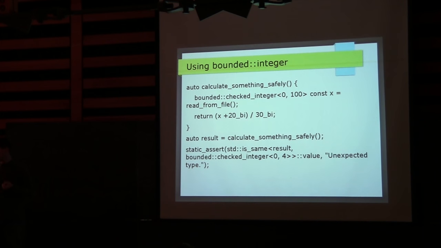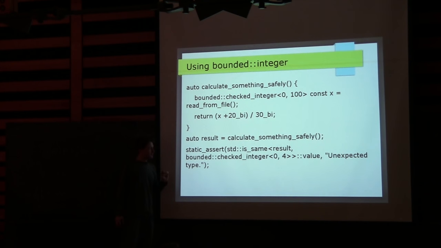If we want to use it, we'll want to take advantage of type deduction here. We have some function that calculates something. So we read from a file and we assign that. That's our input variable. That's where we specify the type explicitly. This has to be something from 0 to 100. And if it's not, we throw an exception. That's what that line is saying. And then we do some math and we return it.